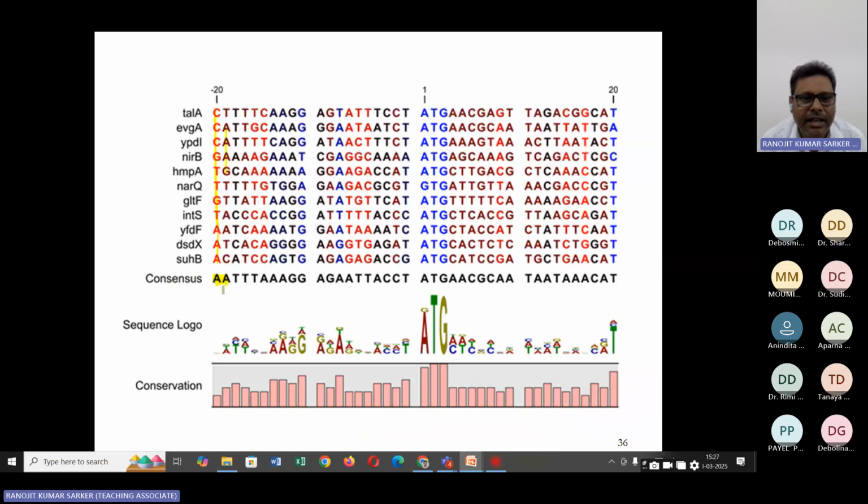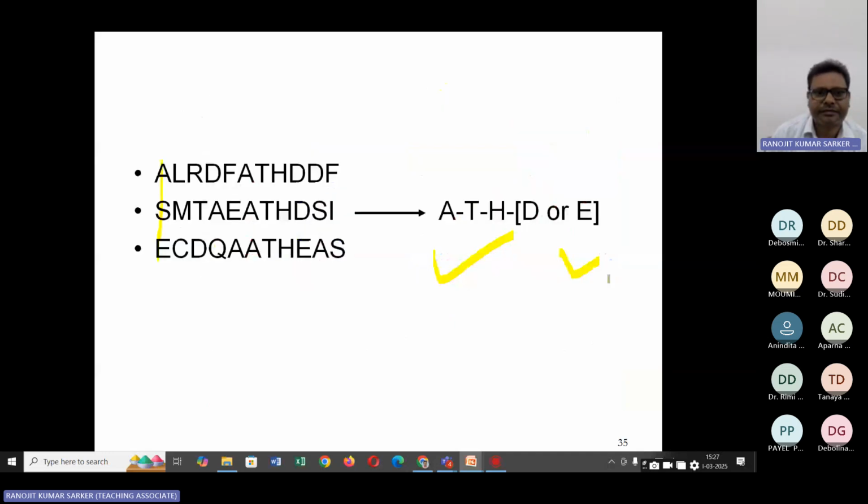Although there is A, you can see in the logo that the conservation is low, as A is there in only a few sequences. So it's a low conservation. But in these cases, you see that in all the sequences there is T, so you see high conservation. This is the logo. The logo is explaining the conservedness. In this way, we can prepare a consensus sequence.